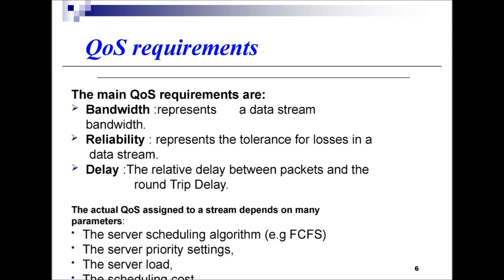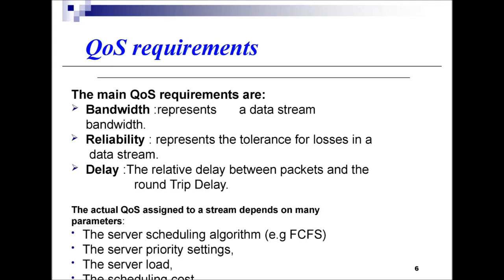Next is delay. We have also discussed delay. If you have to wait in any network, there is a delay in that network. So what is delay? The relative delay between packets and the round trip delay. Whenever we transfer data from source to destination, there is some predefined time in which data must be received by the receiver. If that time limit is exceeded, we can say that there is delay in that network, which is not good.